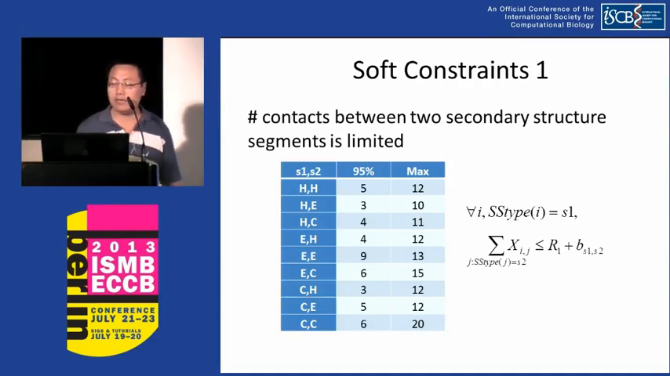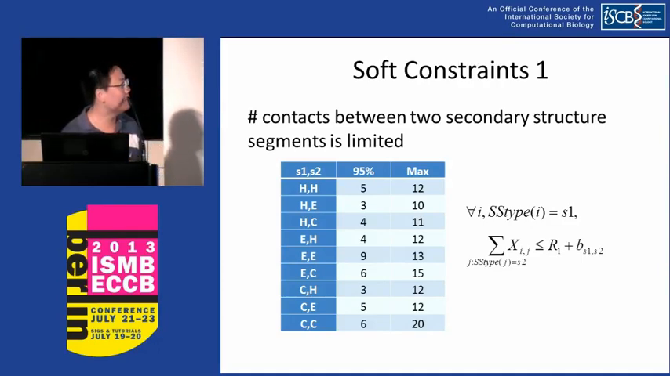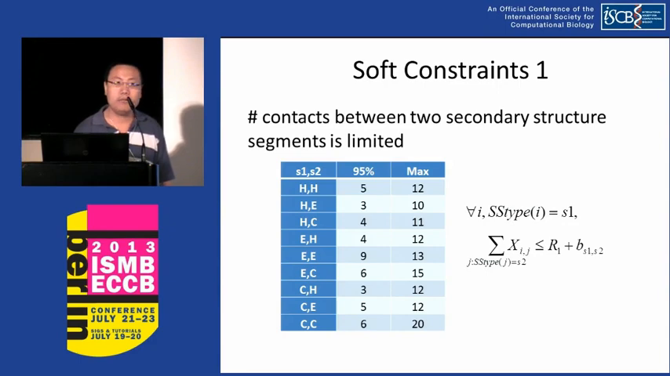And we use these constraints. The first soft constraint is that the number of contacts between two secondary structure segments is limited. We did some simple statistics and found, for example, that 95% of helix to helix pairs have fewer than 5 contacts, and the maximal number of contacts between two helix segments is 12. So we use a soft constraint to describe this kind of physical constraint.